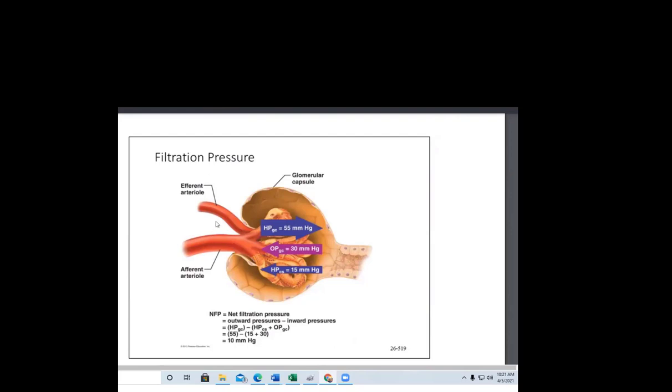So what drives this process of filtering plasma and entering Bowman's capsule is pressure, hydrostatic and osmotic pressures, depending on the concentration of solutes in the glomerulus compared to the fluid in Bowman's capsule. So obviously things are going to be more concentrated in the blood, so that's going to promote their leaving of the glomerulus and entering into Bowman's capsule.